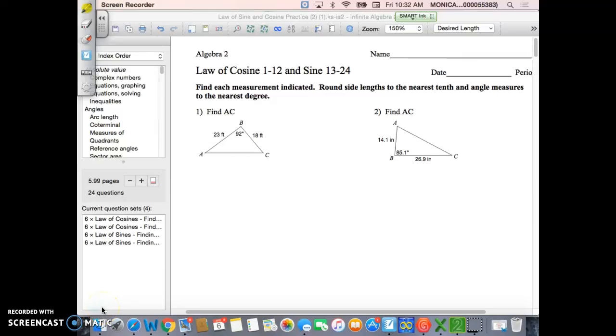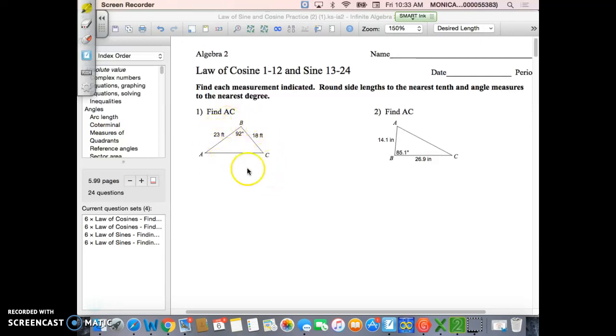Okay, so up until this point, we've been talking about trig with right angles. But the cool thing about trig is that you can actually do it when you don't have right angles as well. And there are two laws, the law of cosine and the law of sine, that can be used to find missing angles and side lengths, being that you are not given a right angle.